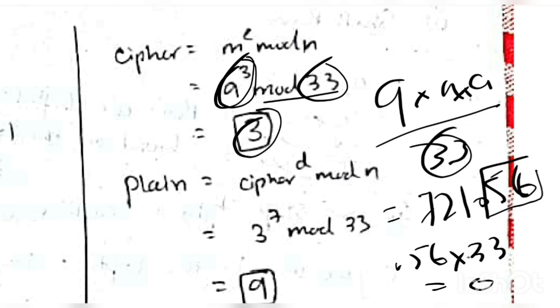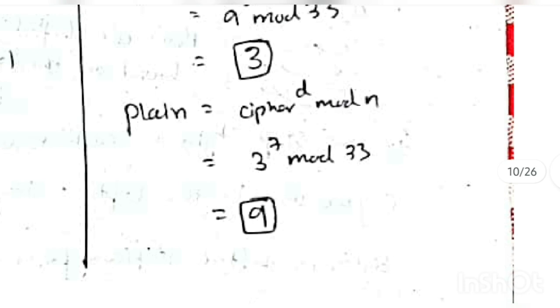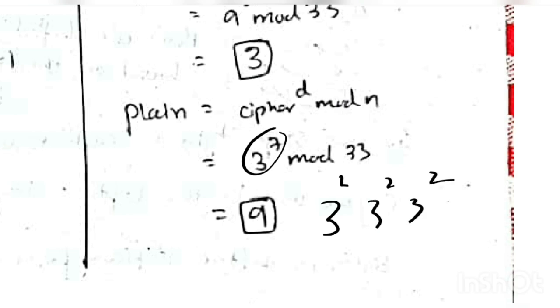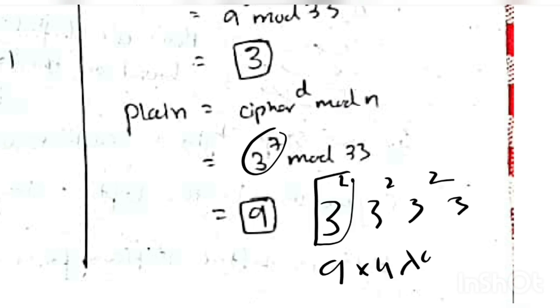In some cases we can't directly do it in the calculator, like for example 3 power 7. At that time, we have to divide this into many parts: 3 power 2, 3 power 2, 3 power 2, and 3. What is 3 power 2? 9. So 9 into 9 into 9 and into 3.